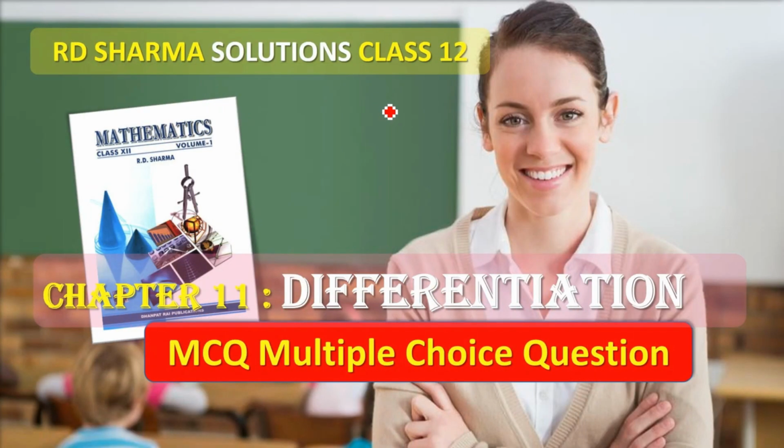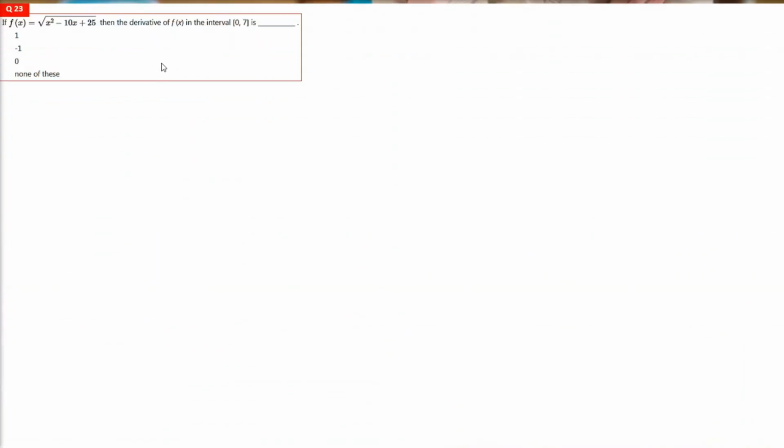We are taking R.D. Sharma solution, class 12th, chapter 11 differentiation MCQ multiple choice questions. Now we have f(x) is equal to under root x square minus 10x plus 25. Then the derivative of f(x) in the interval 0 to 7. Now in between this interval we have to find out or tell the derivative.